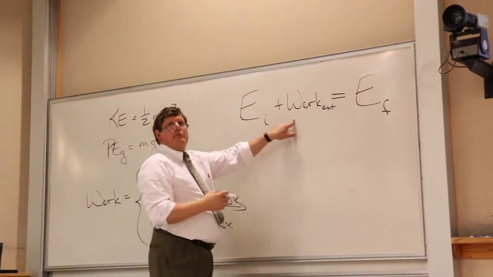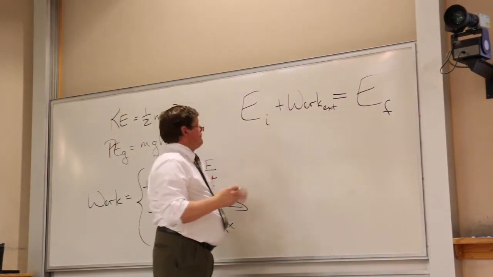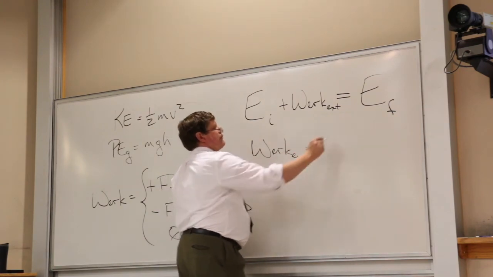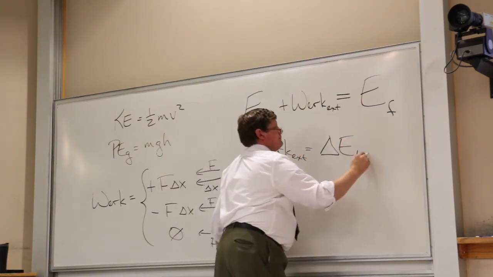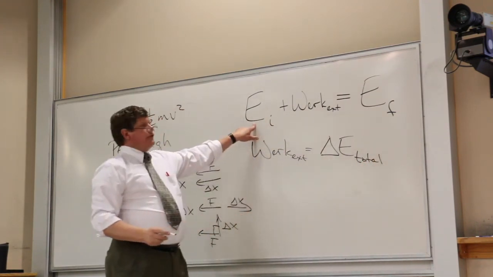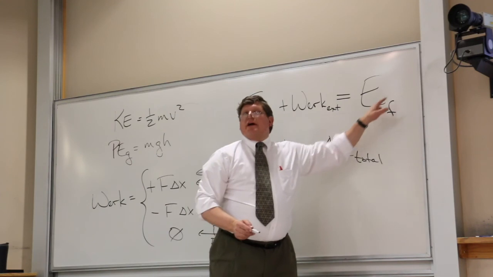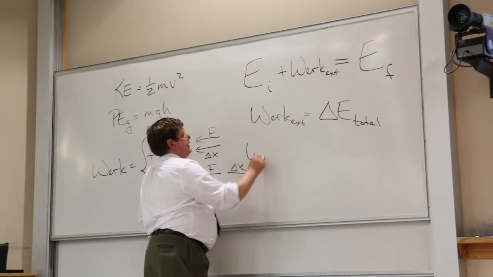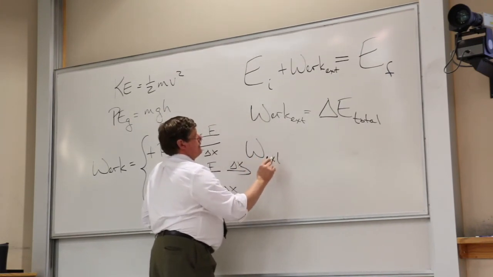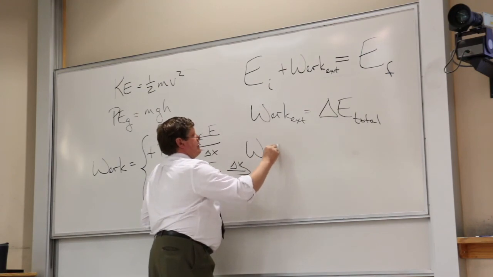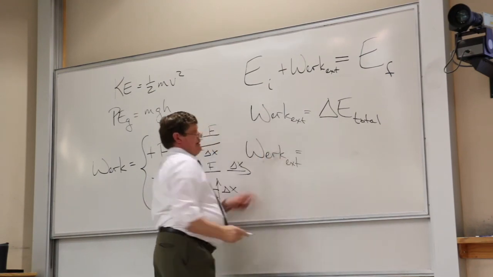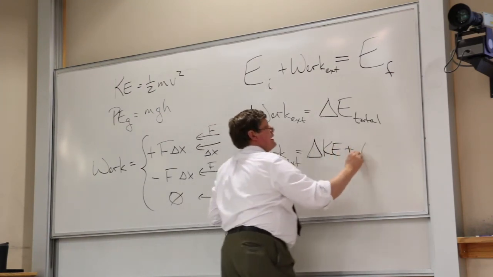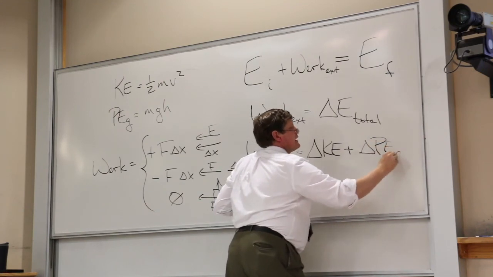Now I can write this a more useful way when I'm talking about voltage. And that is that work external is what changes total energy. Right? If I bring the E initial over here, it becomes a minus, and final minus initial is just a change. Now, if I've got two different kinds of buckets, that change in total energy can either happen as a change in kinetic energy, or it can happen in a change in gravitational potential energy.